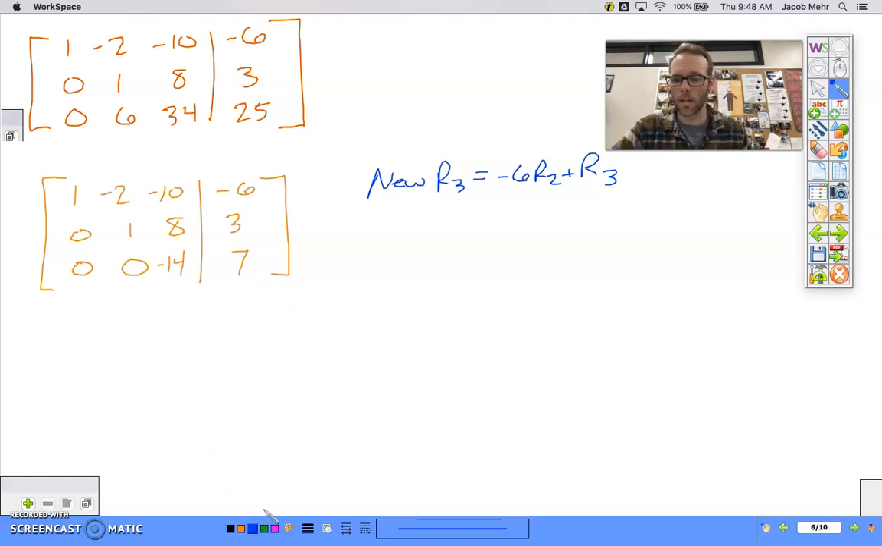Okay, one more step to get it into our row echelon form is we need to make this now a 1. And how are we going to do that? Our new row 3 is just going to be negative 1/14 times row 3.